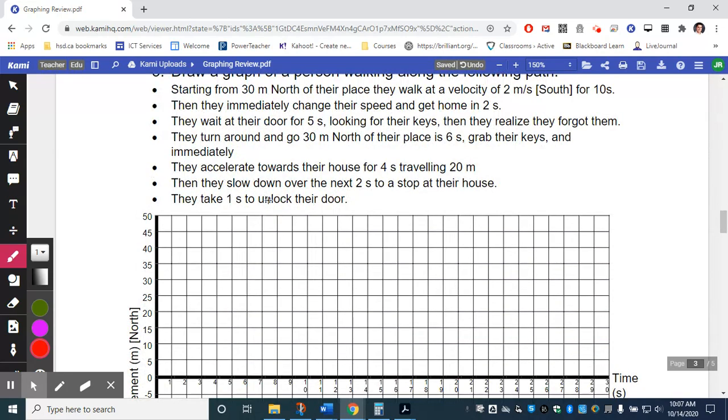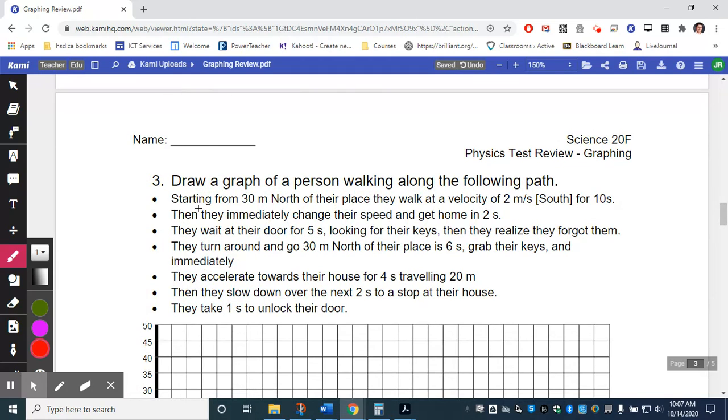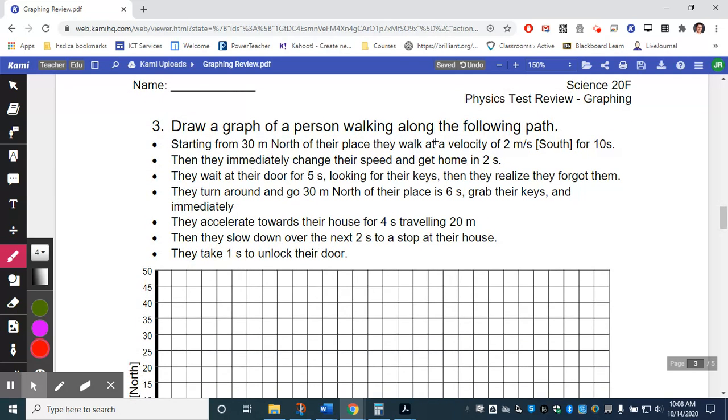Okay. Try this question. This one's more tricky. Kind of. We just have to really be careful as we follow the instructions. Pause it, try it out. We'll move forward very soon. All right, this one says this. We start at 30 meters north of your place. So this is a sequential story. So I'm just going to start plotting right from the beginning.